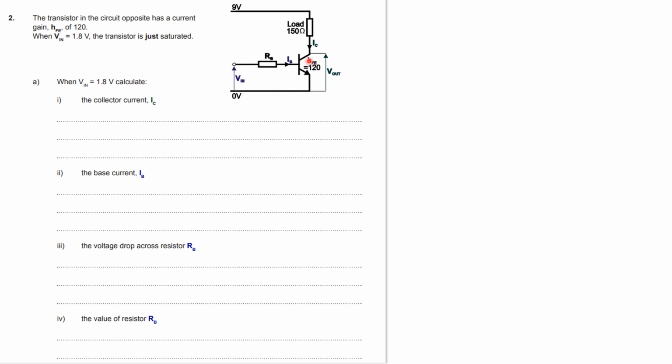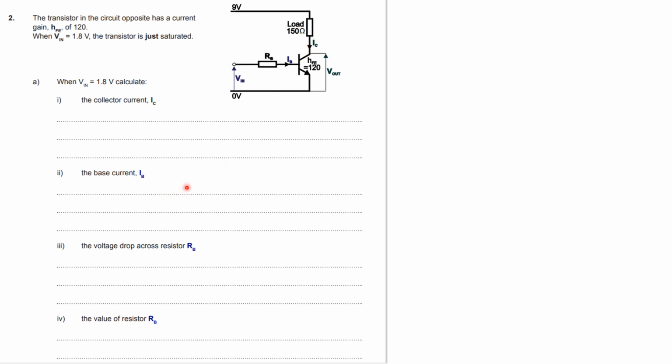So if you know that you've got a 150 ohm resistor there, we know there's 9 volts there. If it's just saturated, all of the voltage will be across that resistor. There will be 9 volts across that resistor there. So I equals V over R. Okay, so we'll show you the solutions in a moment.